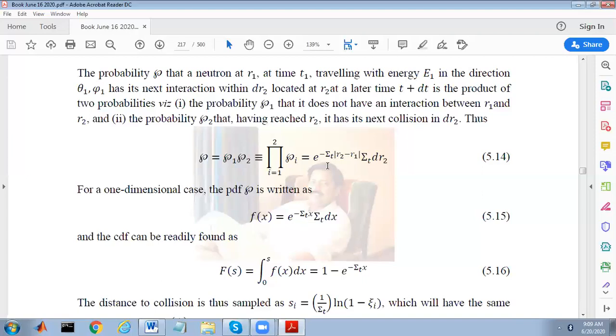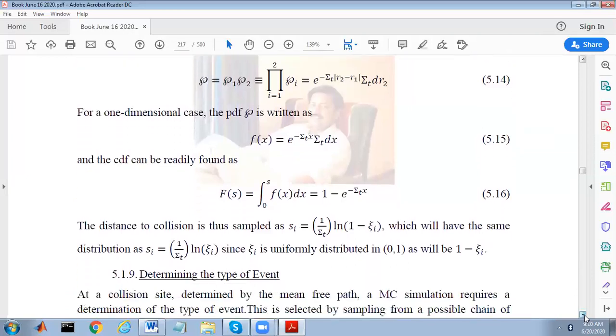Now, if I'm writing R2 minus R1 as X, the PDF looks like e to the minus sigma Tx times sigma T dx. And what kind of a PDF is this? As we discussed in one of the previous lectures, this is an exponential PDF. And that is why we had studied this, because an exponential PDF represents the probability of not having an interaction till a distance x, and then having an interaction at x in dx.